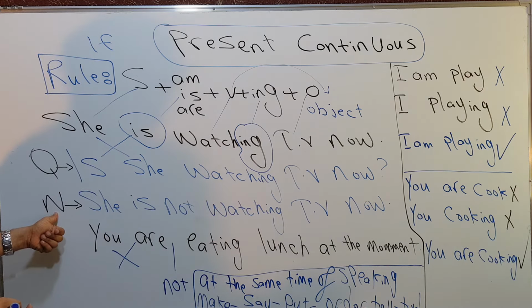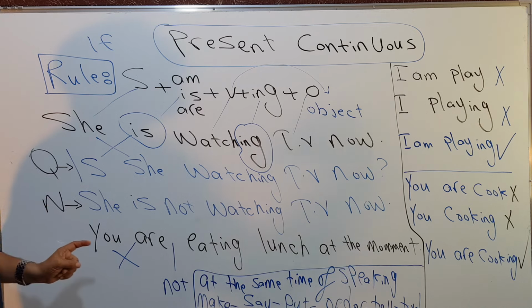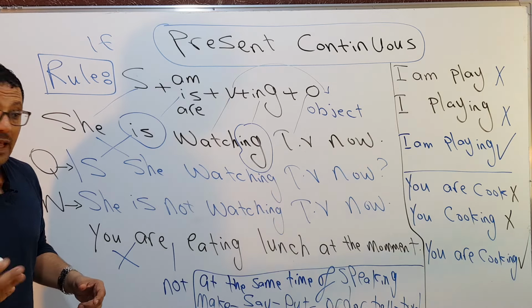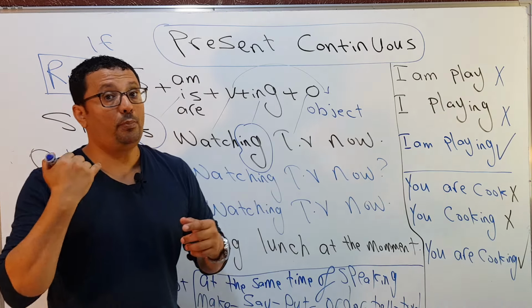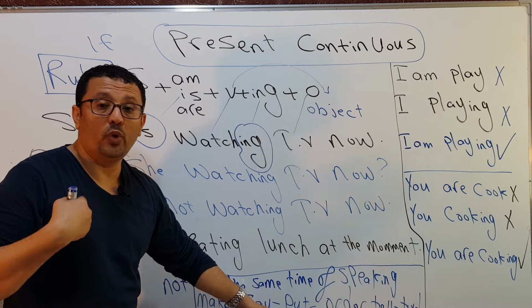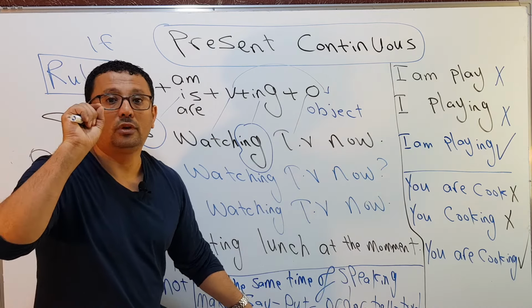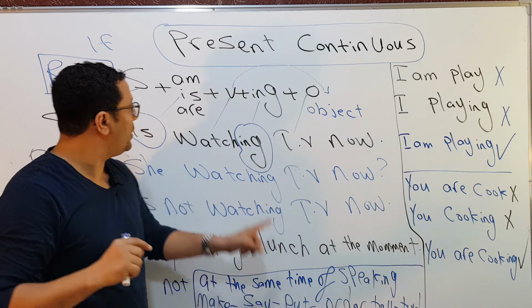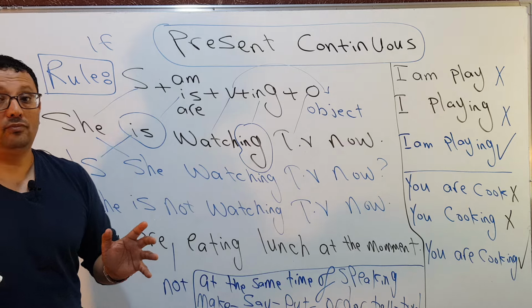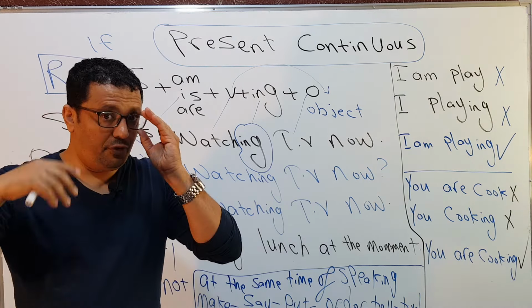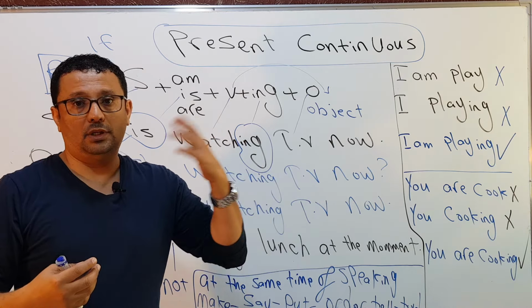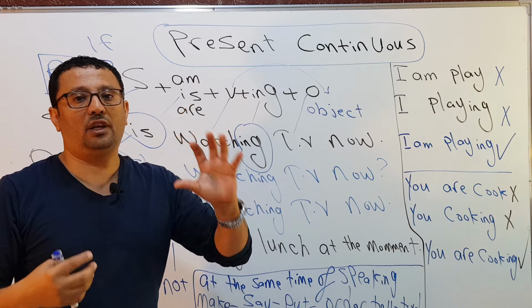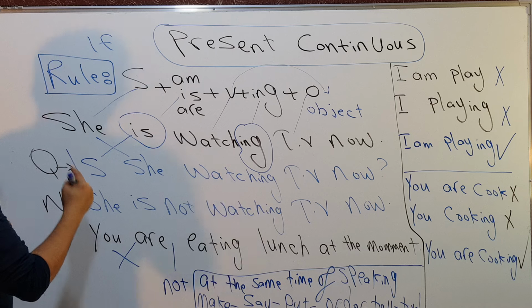Okay, how about the negative? Q stands for question and N stands for negative. I told you also how to make the negative: we put the word not after am, is, are. You remember from level one. If you don't remember, come back again and watch the video of question and negative again.